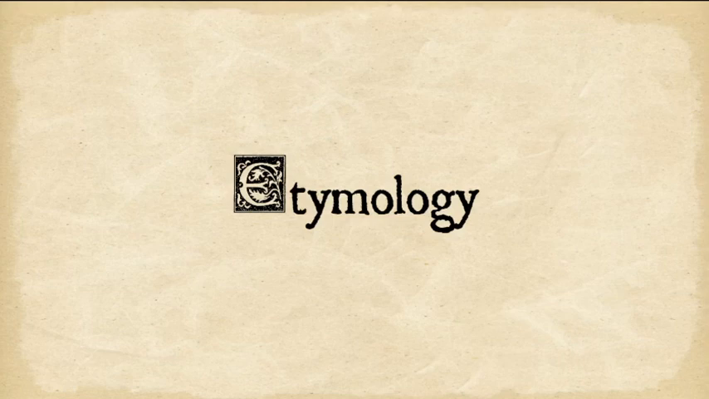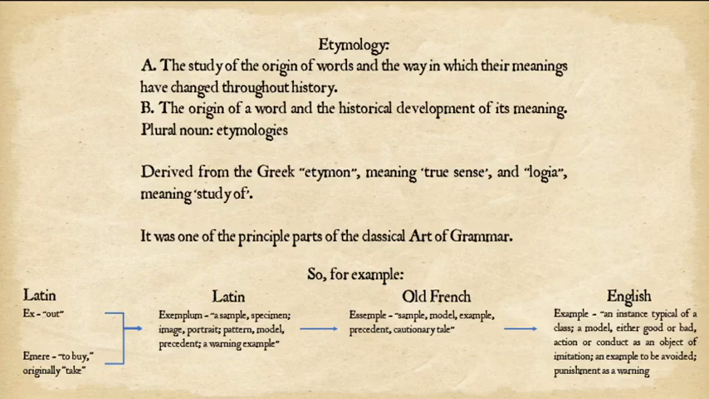Etymology. Etymology is the study of the origin of words and the way in which their meanings have changed throughout history. It also means the origin of a word and the historical development of its meaning. The plural noun would be etymologies.